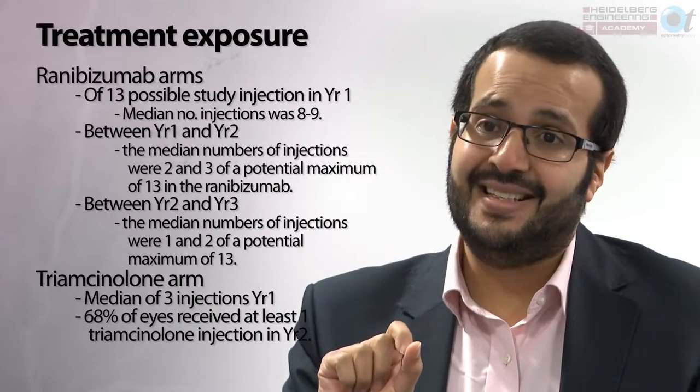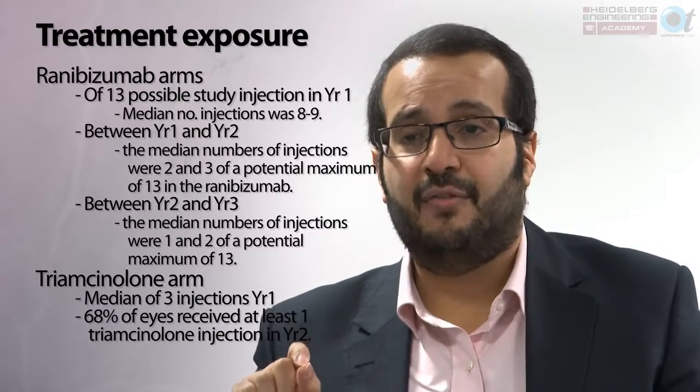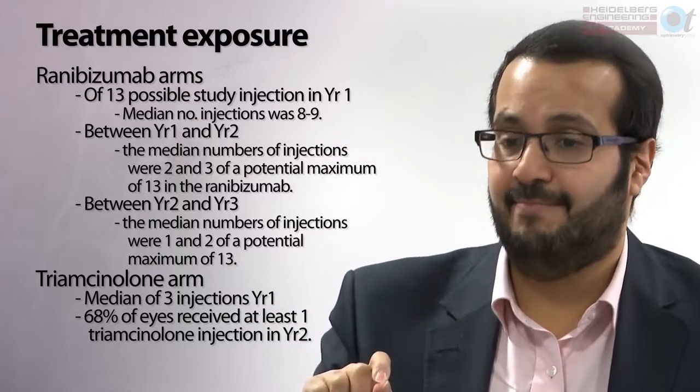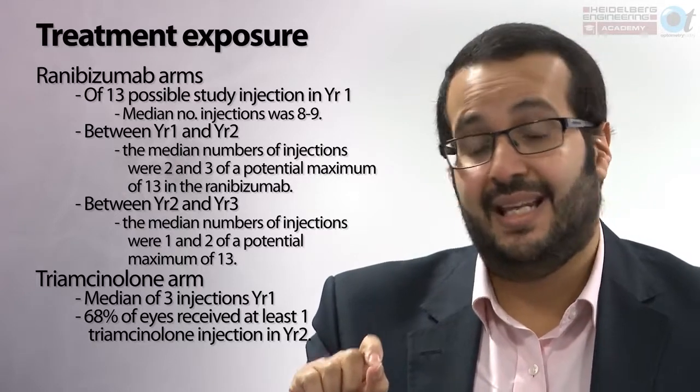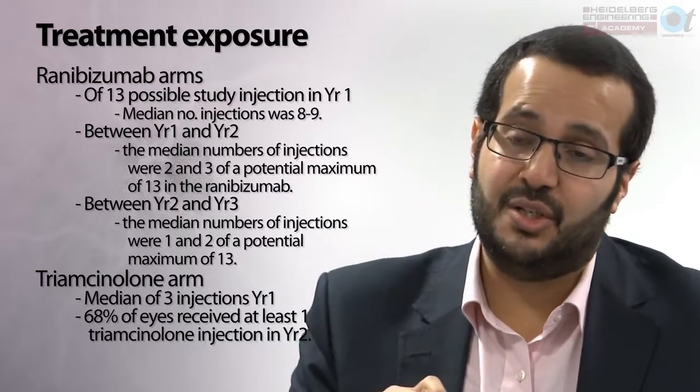The downside is they need a lot of injections. So in year 1, of 13 possible injections they could have got in the study, they needed 8 or 9. And in year 2, they needed at least another 3 injections. And in year 3, another 2 or 3 injections.